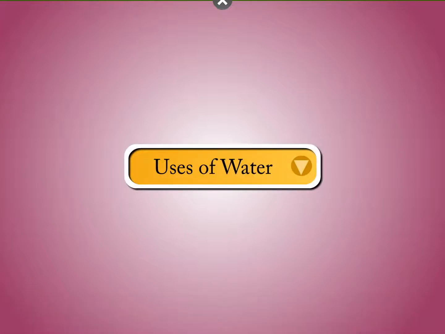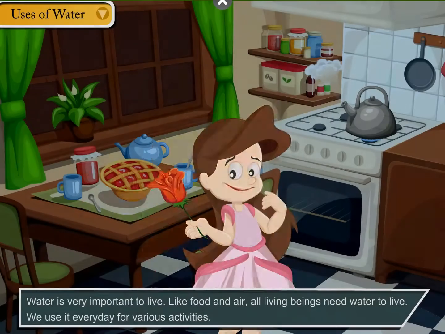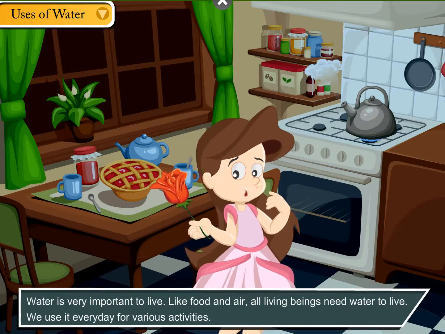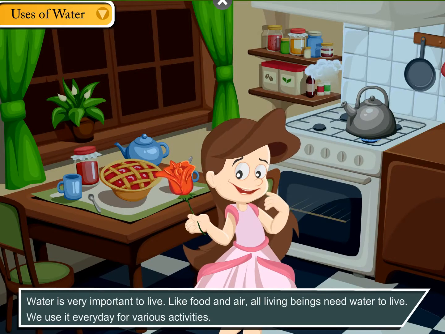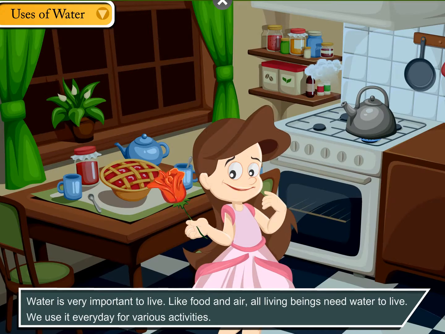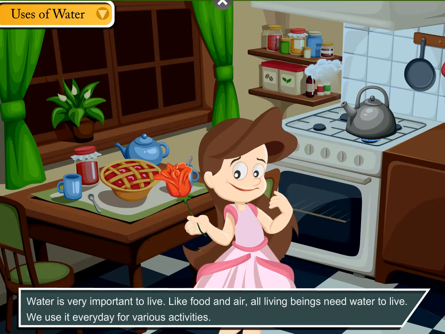Uses of water. Water is very important to live. Like food and air, all living beings need water to live. We use it every day for various activities.